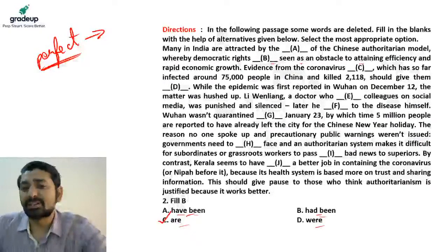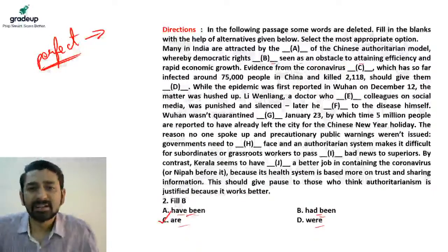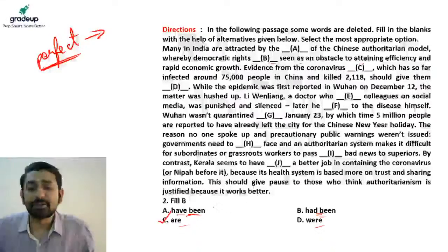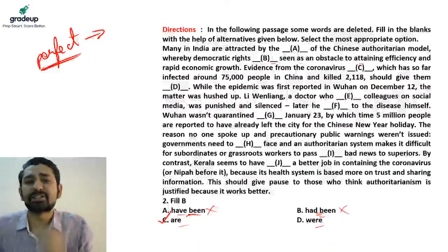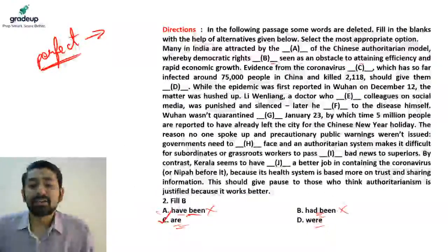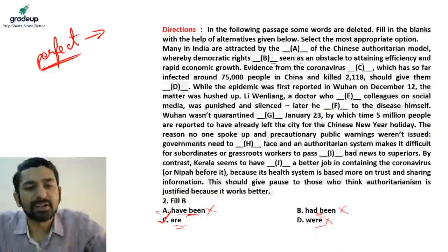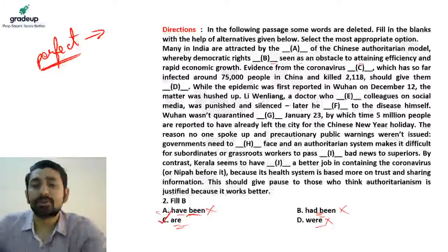If a time period was given here, like whereby democratic rights have been seen as an obstacle for several years or since the beginning of democracy, if you had a since or a for, you could have written have been or had been. But you don't have since or for, or the duration is not mentioned there. So that's the reason you put are seen. And you cannot put were as well because it's not talking about the past. It's talking about the present. So that's the reason you put democratic rights are seen as an obstacle.